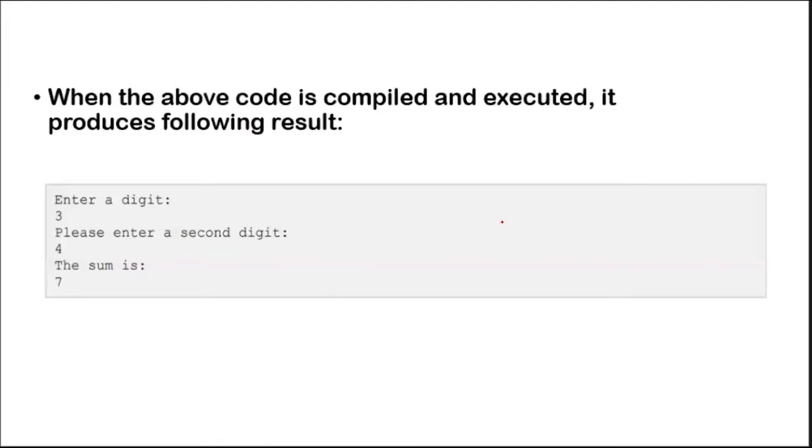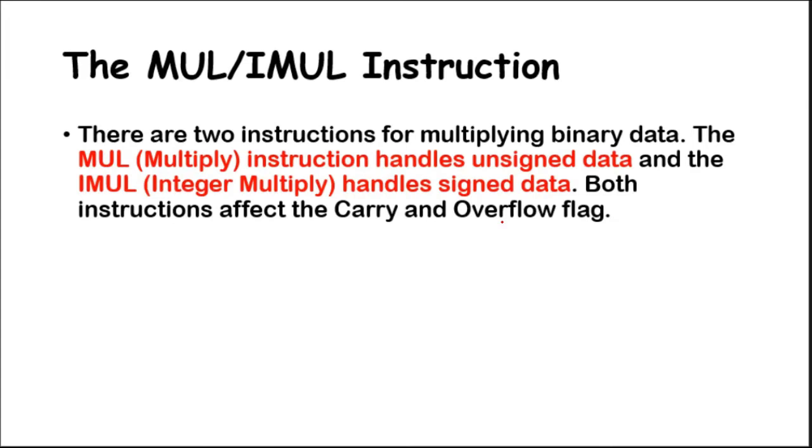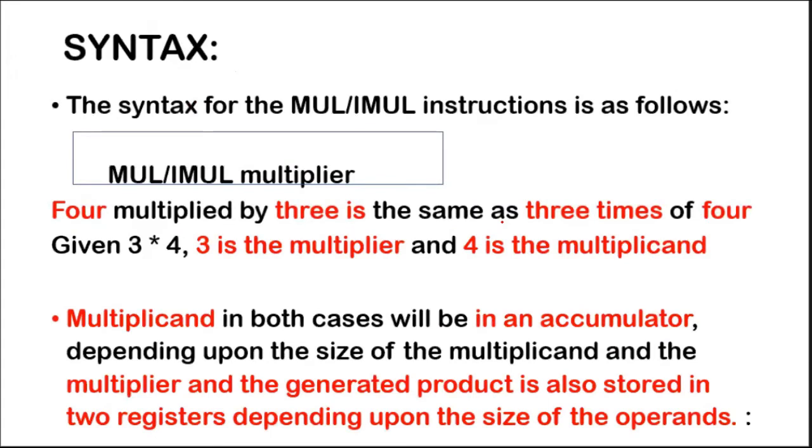So when you enter the numbers, then you get your results, just like that. You have MUL. So with multiplications, there are two instructions, MUL and then IMUL, where MUL is for unsigned data, and then IMUL is for signed data. Both instructions will affect the carry and overflow flag. So let's look at the syntax. With MUL, you only need one operand. You know, with add and sub, you needed how many? Two operands. But here you need only what? One operand. And that operand is the multiplier.